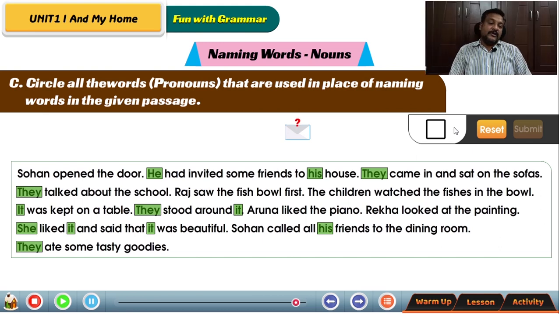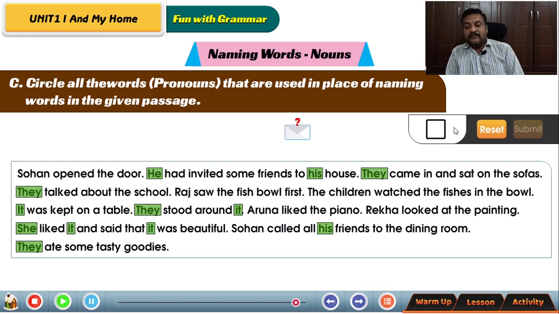Okay. So Sohan opened the door. He had invited some friends to his house. They came in and sat on the sofas. They talked about the school. Raj saw the fishbowl first. The children watched the fishes in the bowl. It was kept on a table. They stood around it. Aruna liked the piano. Rekha looked at the painting. She liked it and said it was beautiful. Sohan called all his friends to the dining room. They ate some tasty goodies.